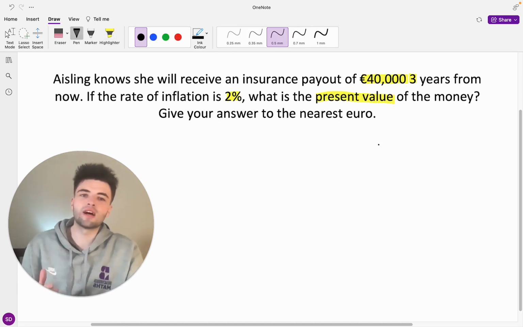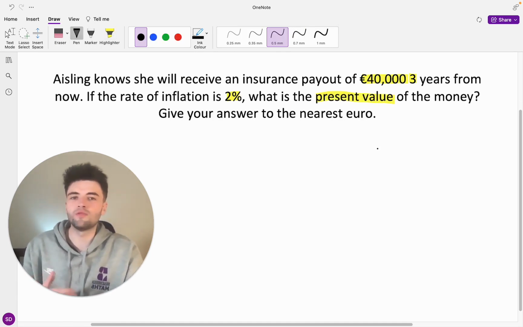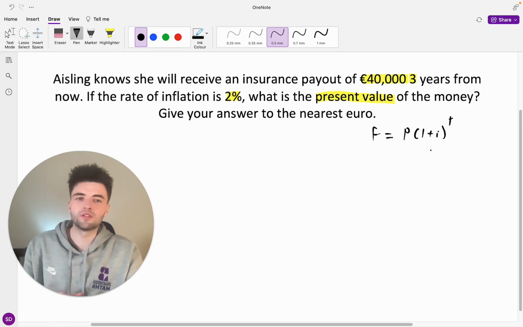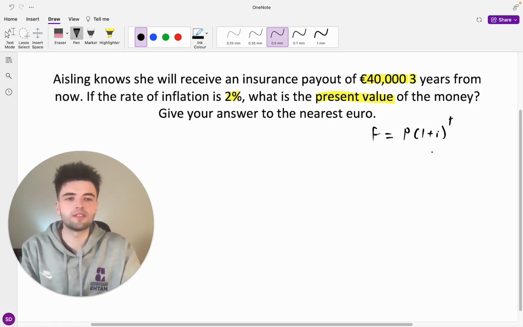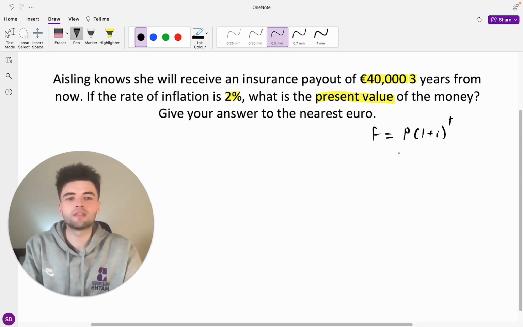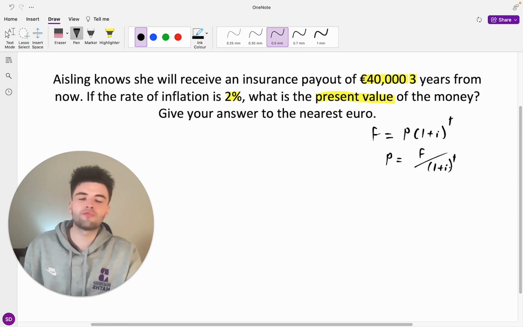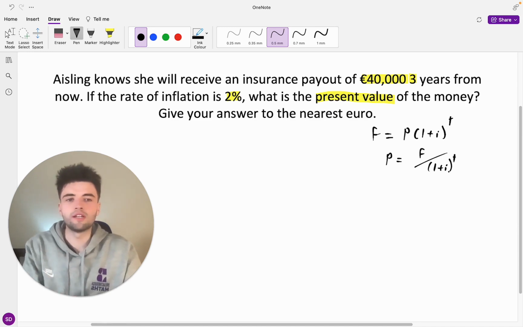So this is just a nice example of using our future value formula in reverse, so I'm just going to write that here. So that is that F is equal to P times (1 + i) all to the power of t, and this is straight from your log tables. And so if we just rearrange this to get P on its own, we're going to get that P is equal to F divided by (1 + i) to the power of t.